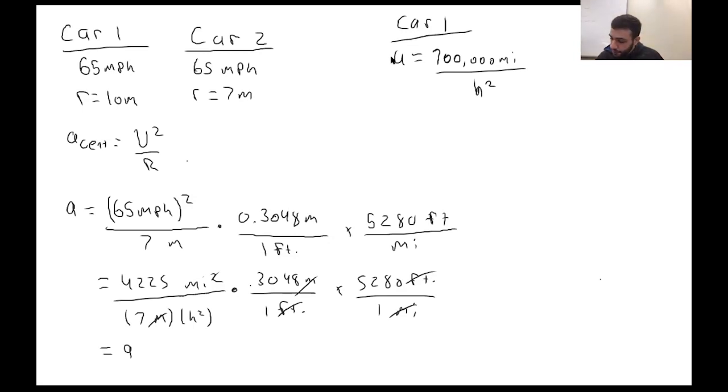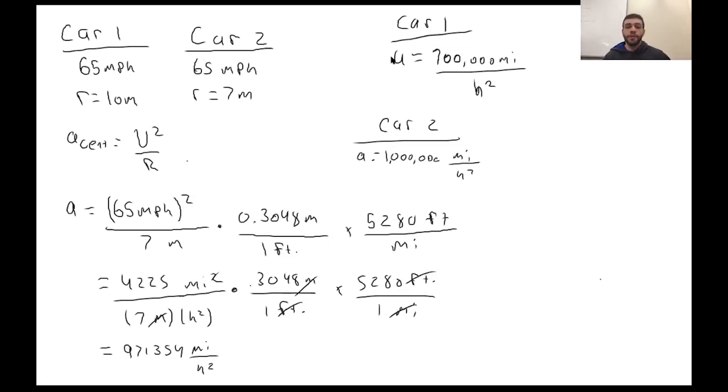So when we plug this in, we get 971,354 miles per hour squared. But because of our limiting factor with our significant digits, we know that's only going to have 1 sig fig. So our real answer for car 2, our A, is going to be rounded up to 1 million. So it's going to be 1 million miles per hour squared.